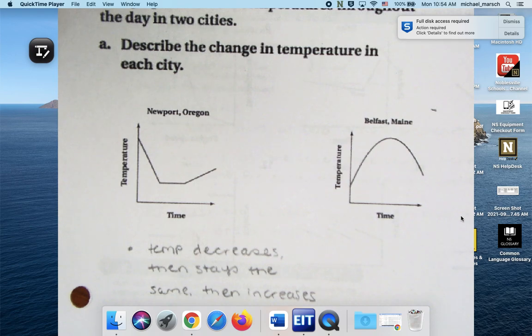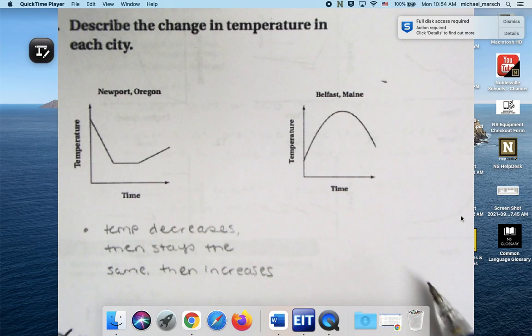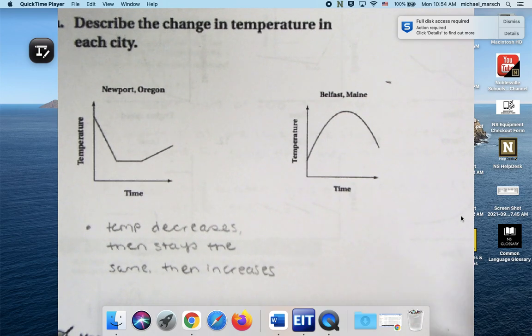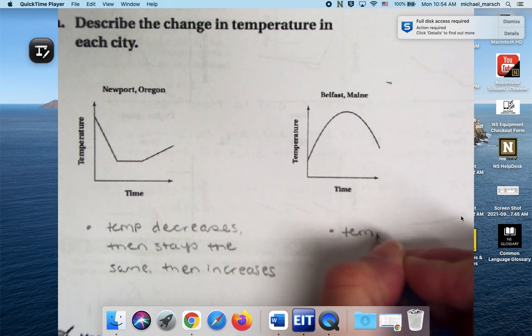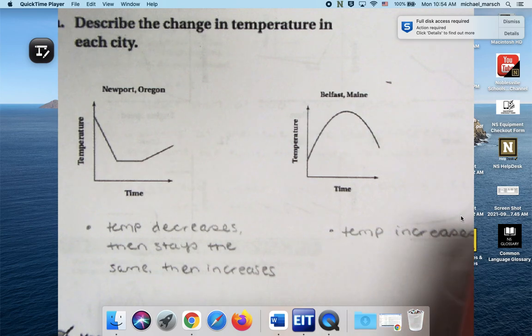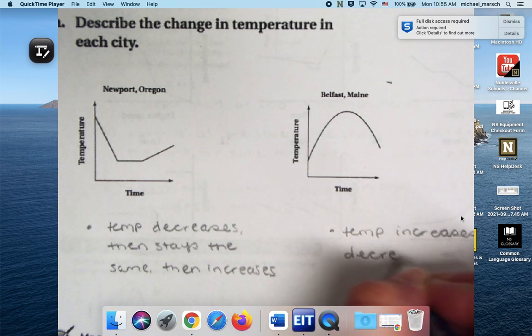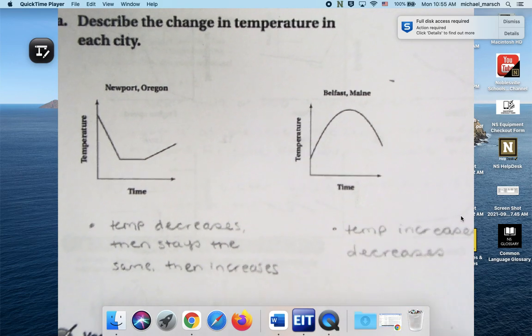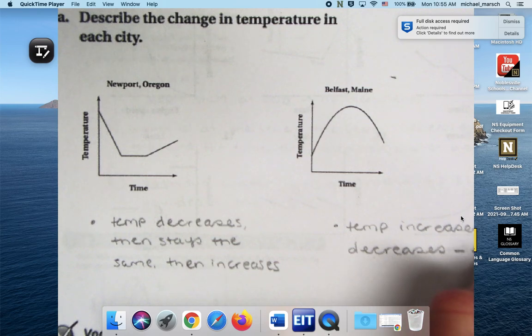That's a big change. Okay, what's happening here in Maine? Temperature increases. Was there any time when the temperature stayed the same? No. Nope.